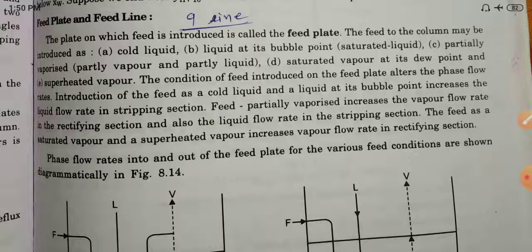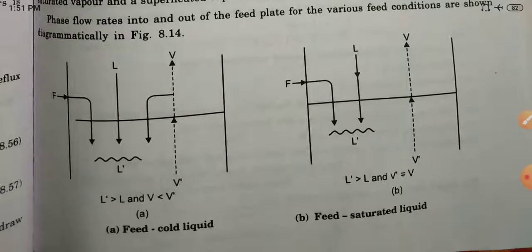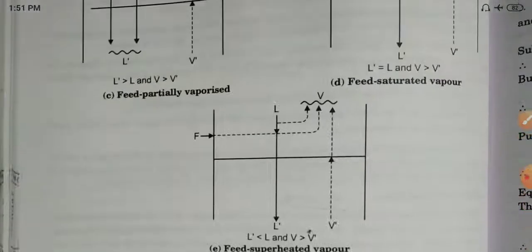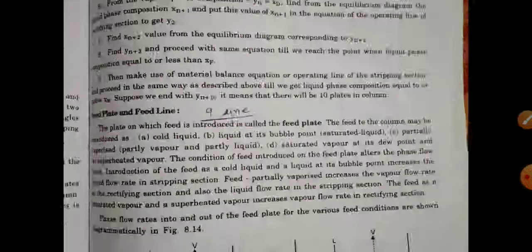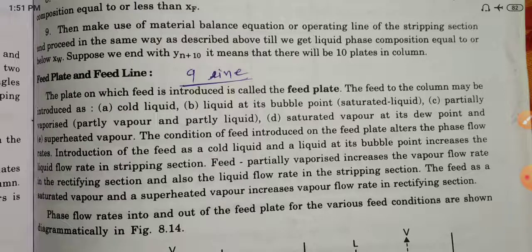The feed to the column may be introduced as: A, a cold liquid; B, liquid at its bubble point, saturated liquid; C, partially vaporized, partly vapor and partly liquid; D, saturated vapor at its dew point; and E, superheated vapor. Five figures are given in total: the first for cold liquid, the second for liquid at its bubble point, then partially vaporized, then saturated vapor at its dew point and superheated vapor.